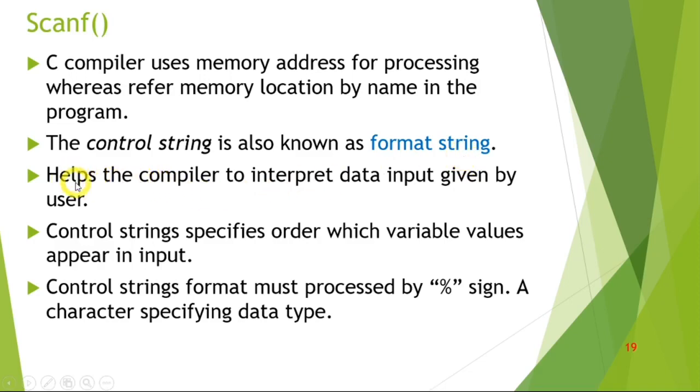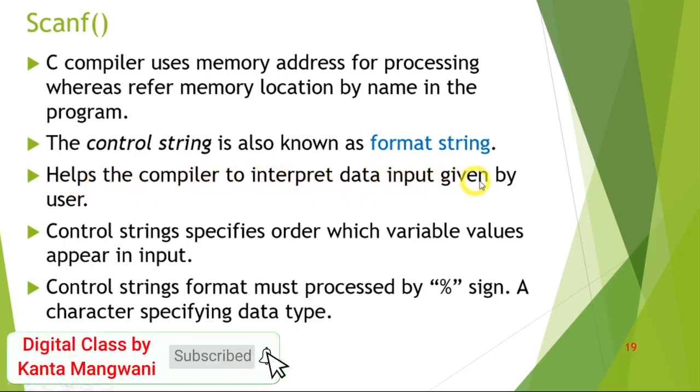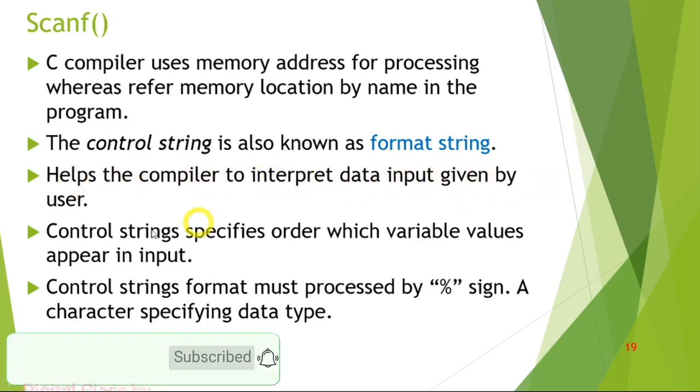So, that is a given. It helps the compiler to interpret the data input given by the user. Whatever data is given to the compiler, it interprets the data given by the user. So the control string specifies the order in which variable values appear in the input.